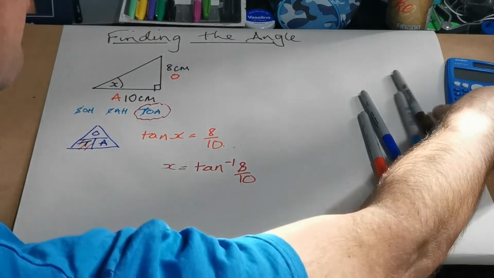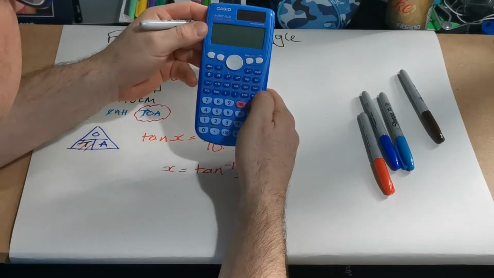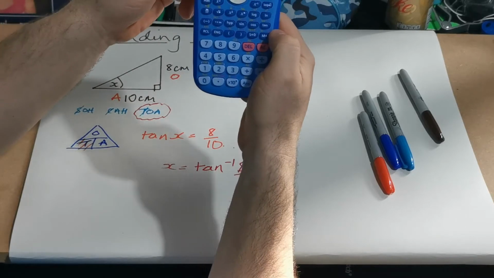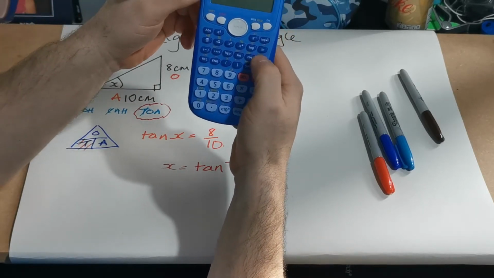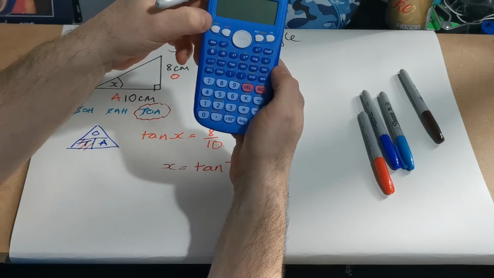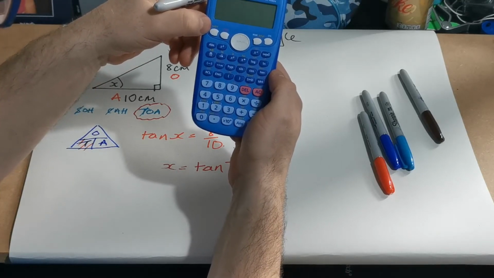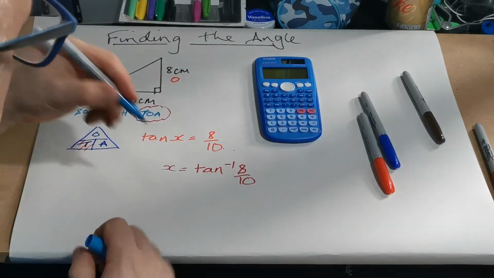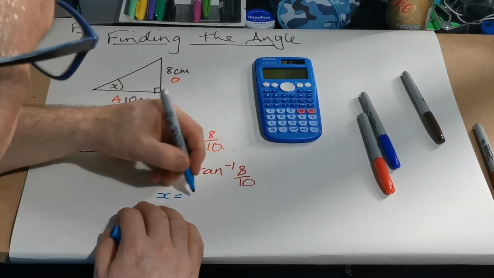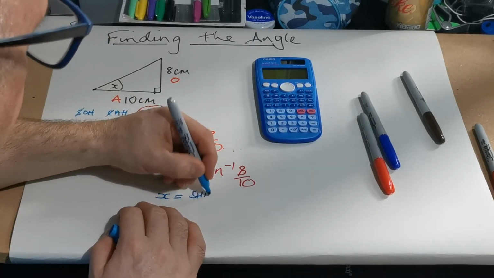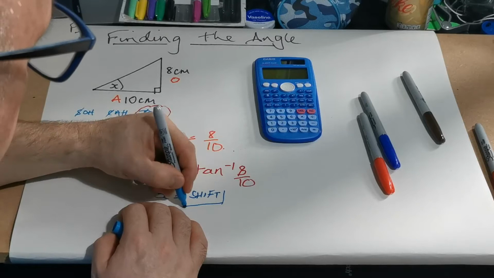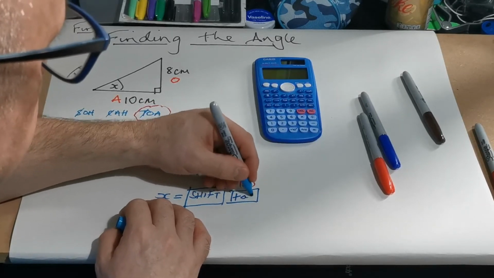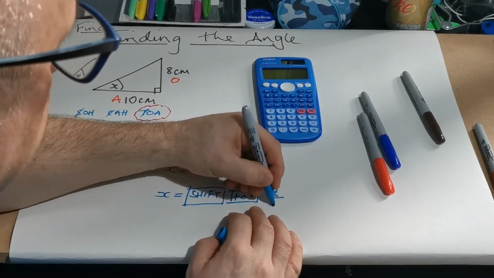Now you've probably seen that before, because if you look at your calculator, you can see that tan to the minus 1 is directly above the tan button. And anything that's directly above that's yellow can be found by hitting that shift button. So one way that we could write this in terms of the buttons we press on our calculator would be pressing shift, tan, and then putting 8 over 10 in.